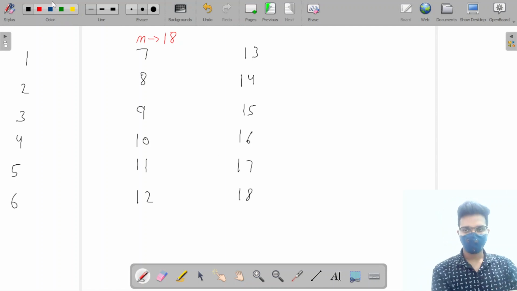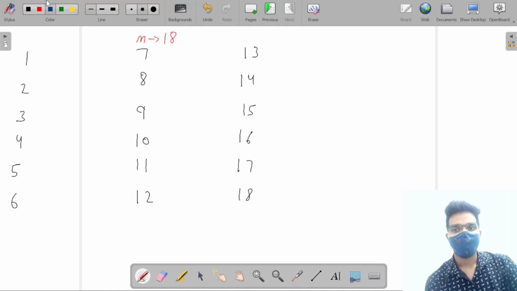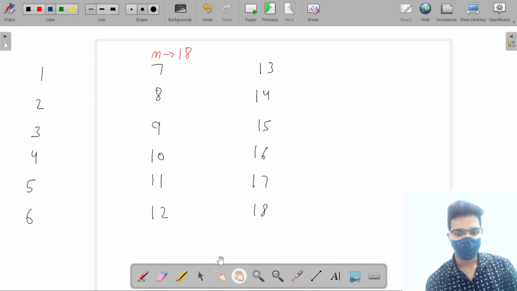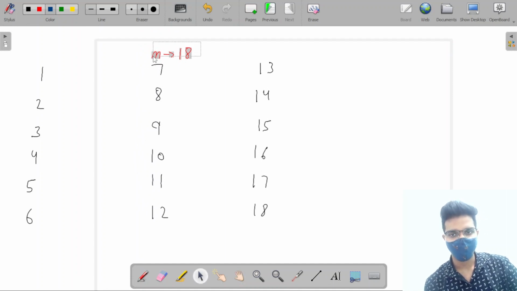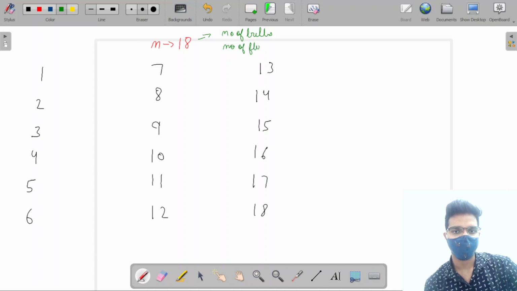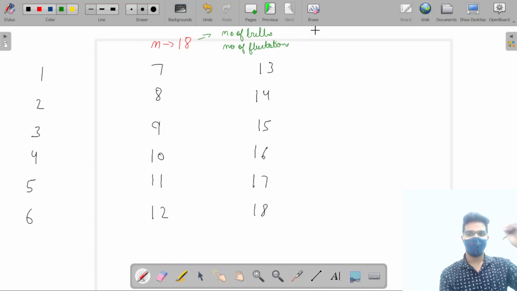Now in the input we are given n and we have talked about this. N denotes both the number of bulbs and the number of fluctuations. Right, I would like to write it here. What n denotes: number of bulbs and number of fluctuations. So this is what n denotes.